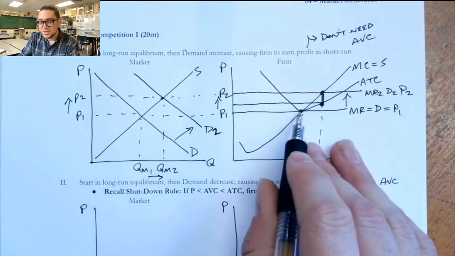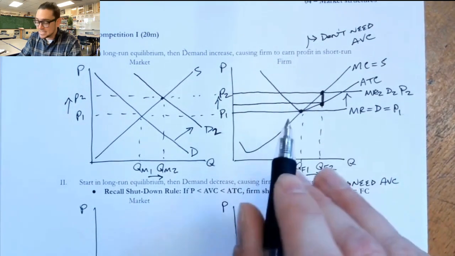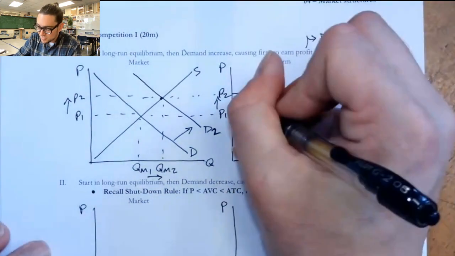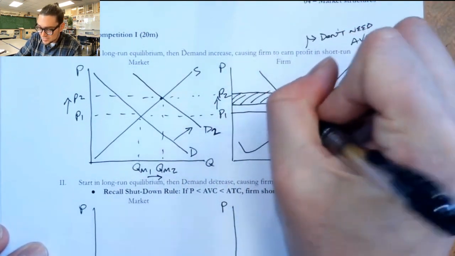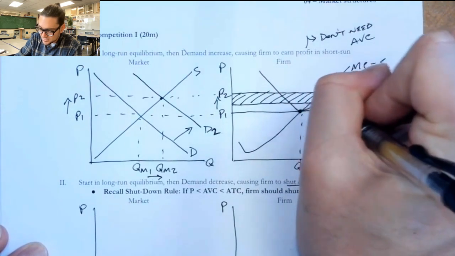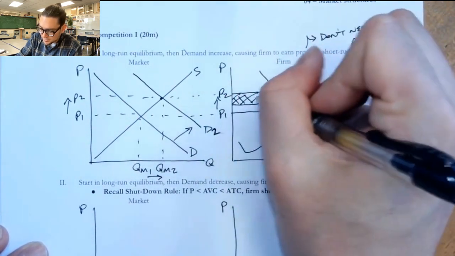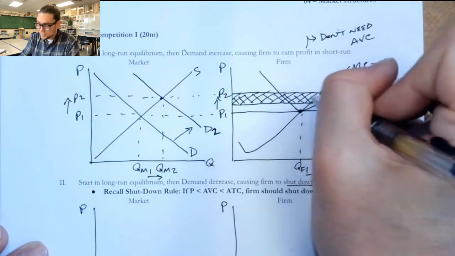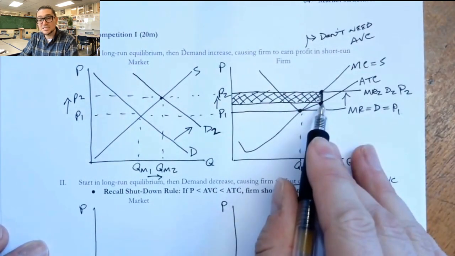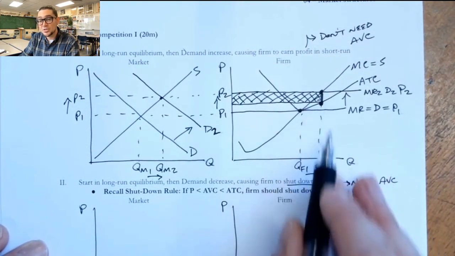Notice I am not going down to the minimum of that ATC. Don't make that mistake. It's a really common issue. And so the profit is actually going to be this little rectangle, this kind of long, skinny rectangle that we just drew right up here. It does not go all the way down. It stops at the ATC because that's the average total cost at this quantity.